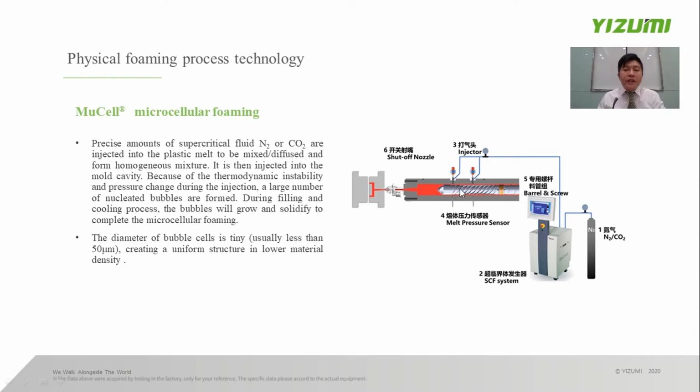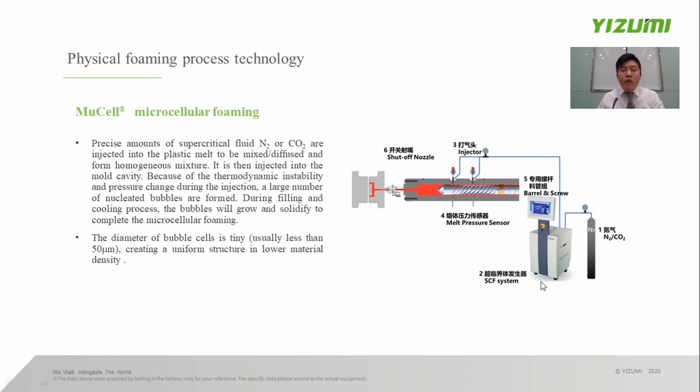Here, you can see the configuration of the MuCell system. On the right side is the supercritical fluid generator. Actually, it is the gas source treatment device to pressurize the nitrogen or carbon dioxide gas to make it into supercritical state.